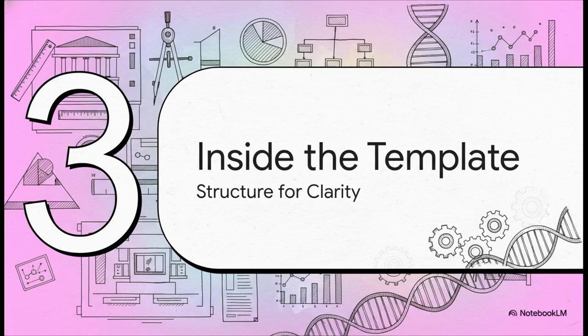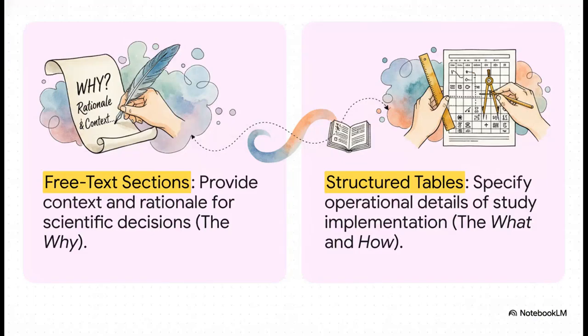So what does this HARPER template actually look like? Let's go inside the structure they designed to promote both clarity and serious scientific rigor. The core design philosophy is this really powerful combination of two elements. On one hand, you have free text sections. This is where investigators explain the why, the context, and the rationale behind their scientific decisions. On the other hand, you've got these structured tables. This is for the what and the how, all the specific operational details of how the study was implemented.